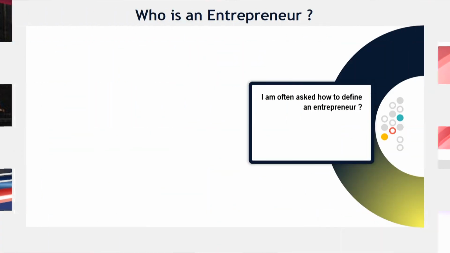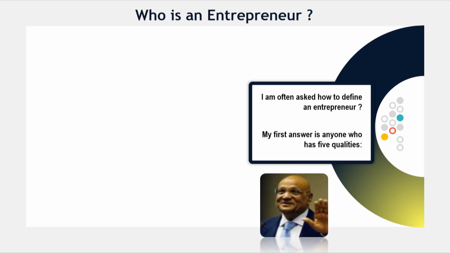He says, I am often asked how to define an entrepreneur. My first answer is anyone who has the 5 qualities. First is motivation beyond the monetary incentives. So, there is a motivation which is beyond earning the money. Earning the money is not the only motto. Of course, this is a prime motto, but that is not the only motto. There is something which is beyond earning the money.